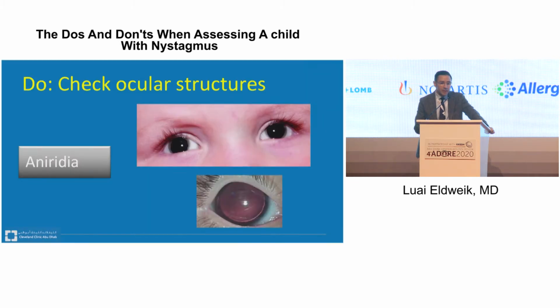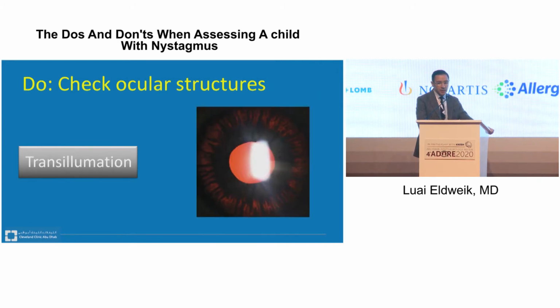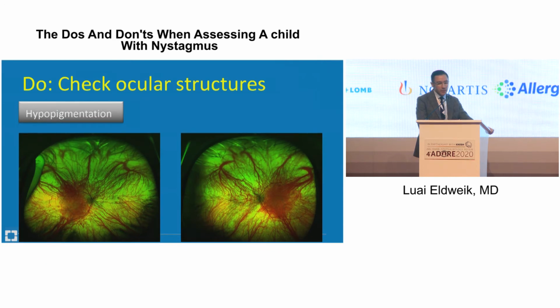The next thing is to check ocular structures. As you've seen, not just from nystagmus, a lot of presenters presented very interesting cases, and the diagnosis was made based on history and proper examination. So look for findings in the eye that can explain the nystagmus. Aniridia, transillumination, fundus changes, especially when you're dealing with albinism. Remember that they have classic optic nerve findings. I'm sorry, I'm not showing it in my slide, but you have to look for it too.